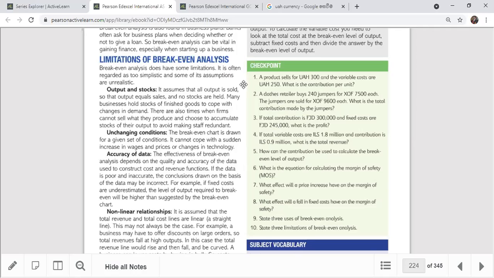So in the previous question you saw a unit contribution. Here it is a total contribution. How do you get the total contribution? Unit contribution multiplied by number of units. Okay, look at the third question.